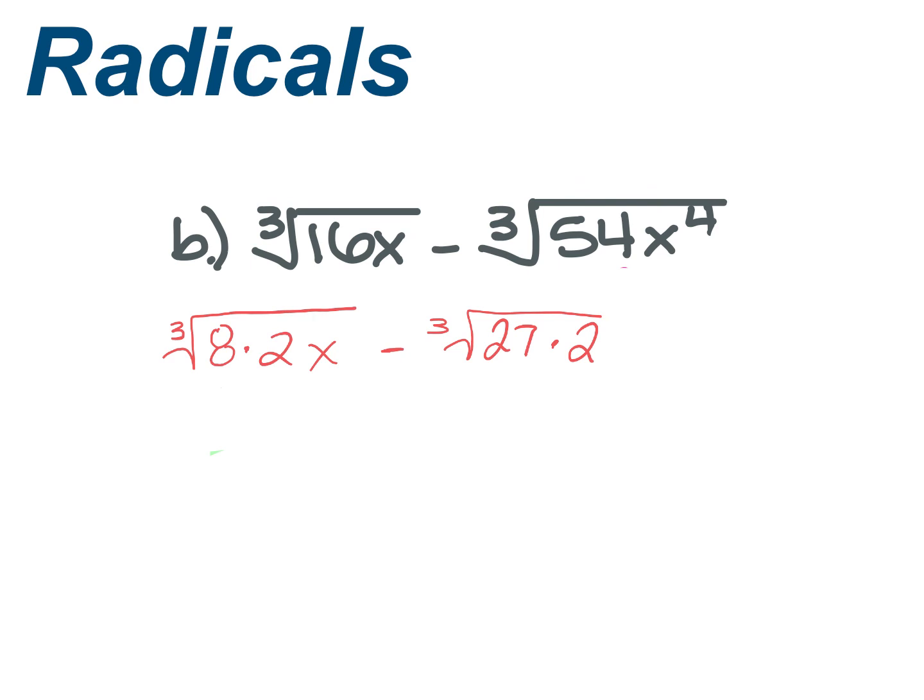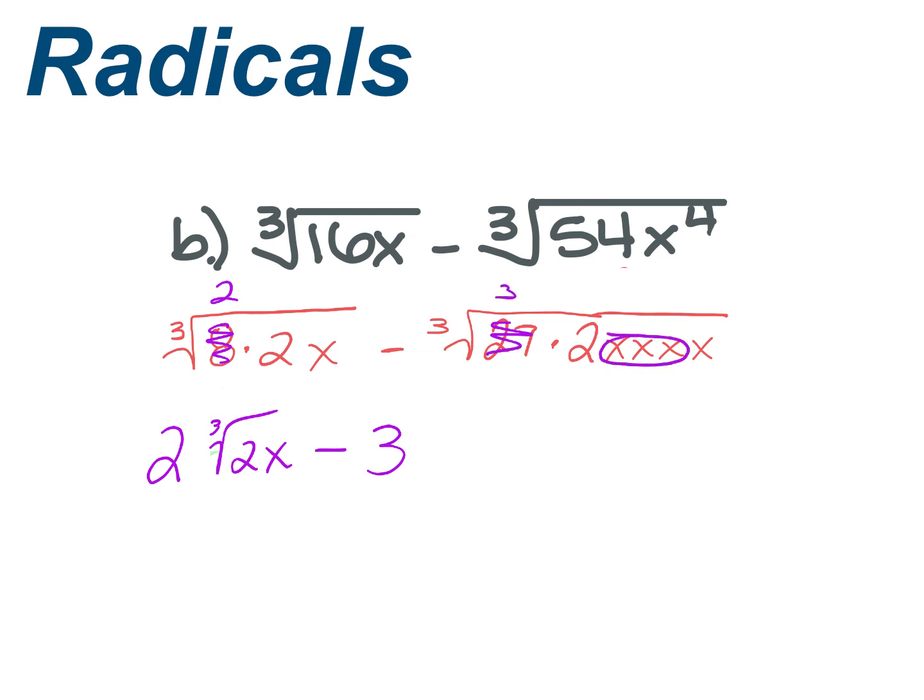How many x's are there? There are 4 x's, right? Perfect cube means the number times itself 3 times. So the cube root of 8 is 2. So this gives me 2 times the cube root of 2x. What's the perfect cube in 27? Not 9. 3. Good. Remember, it's times itself 3 times. So 3. And then how many groups can I take out of the x's?